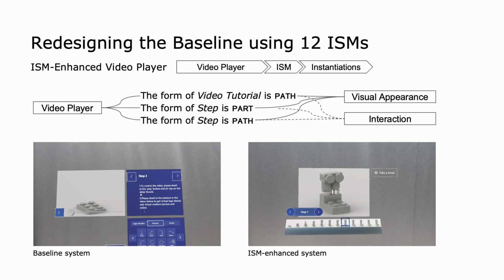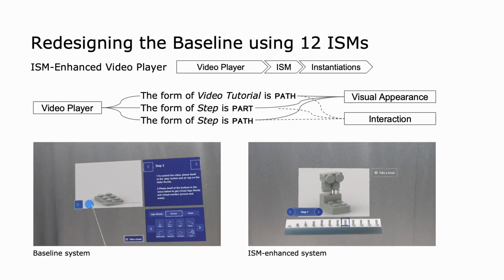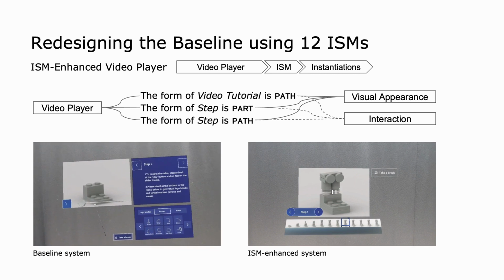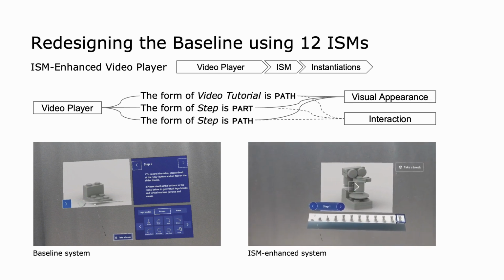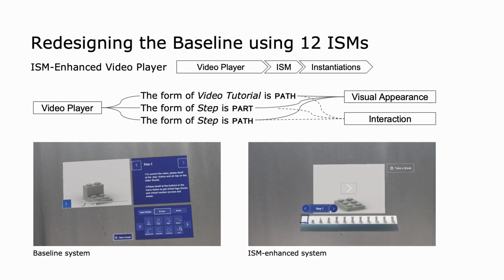The baseline uses a standard video player where users can drag and move the slider thumb to go back and forth in the video. We redesigned the visual appearance and interaction of the video player using these 3 ISMs. The video playback slider was visually redesigned to be a path-like sprite sheet consisting of multiple smaller images that corresponded to each assembly step of the video tutorial. Users can click on any image on the sprite sheet slider to pause the video at the corresponding assembly step.